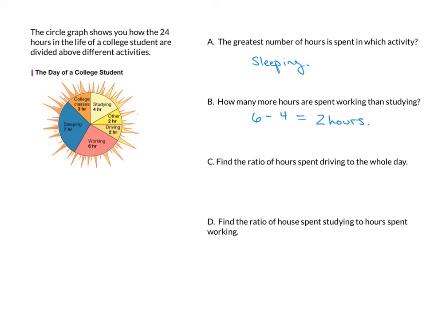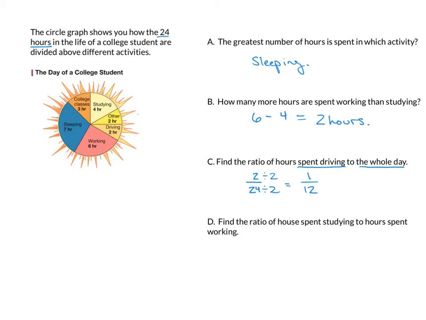Okay, for C, we want to find the ratio of hours spent driving to the whole day. So remember, ratio is a fraction. Our numerator is going to be the amount spent driving, which is 2, over how many hours in a whole day. We're told that the whole day is 24 hours long, which hopefully you knew that. We can simplify this fraction, and we get 1/12 of our day is spent driving.